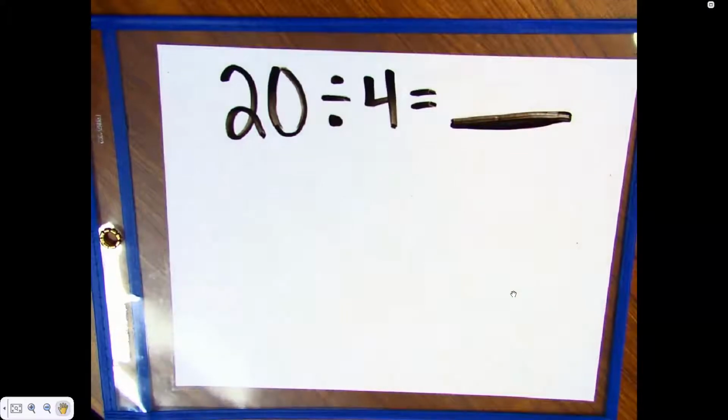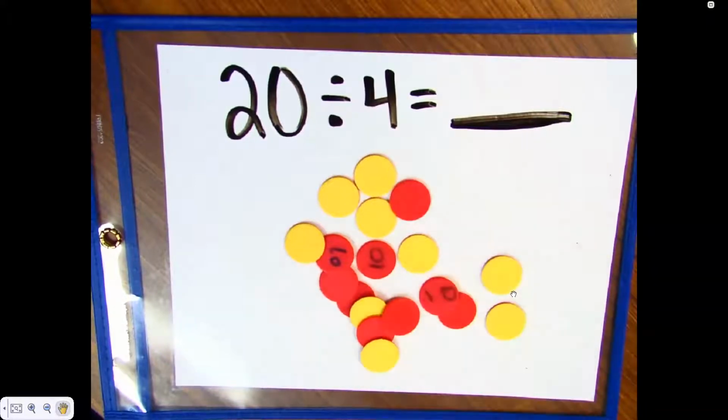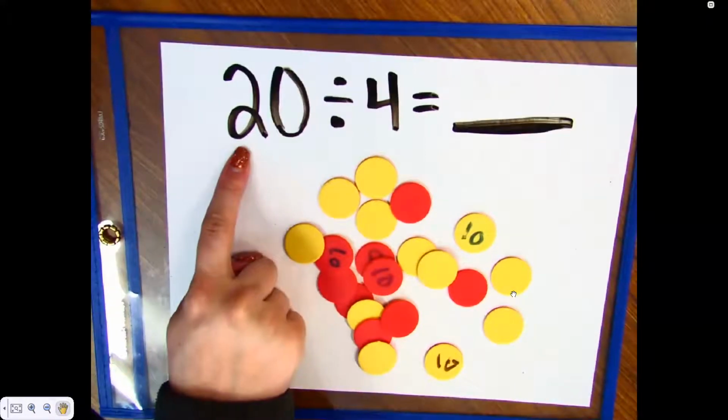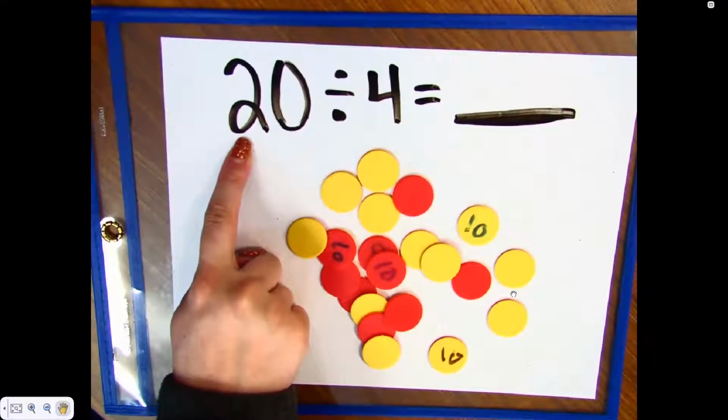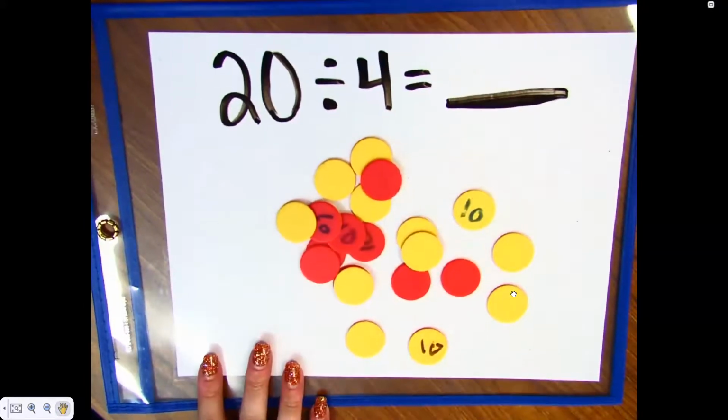I am going to need to make equal groups. Y'all remember doing equal groups? Yeah, we did that for multiplication. So we're going to do the same thing. But this time, I'm going to start with 20 counters, right? Because I have a 20 right here. So I need to start with a total of 20 counters.